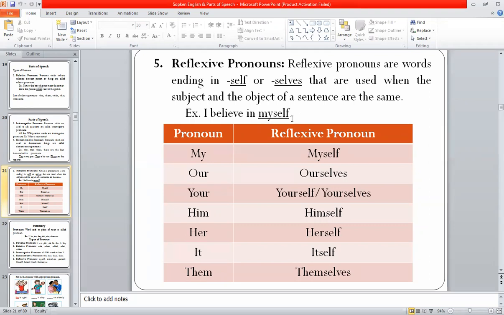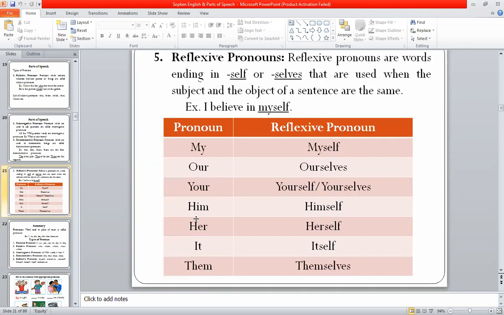Reflexive pronouns are the words ending in self or selves that are used when the subject and the object of a sentence are the same. So my will become myself, our will become ourselves. So this is about the reflexive pronoun.